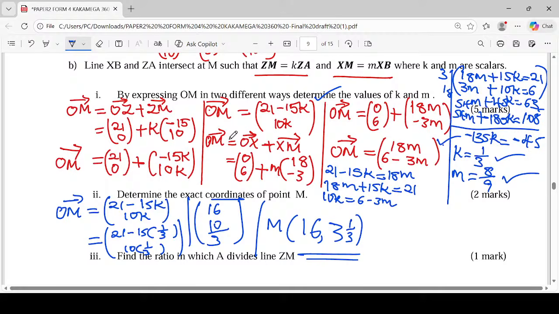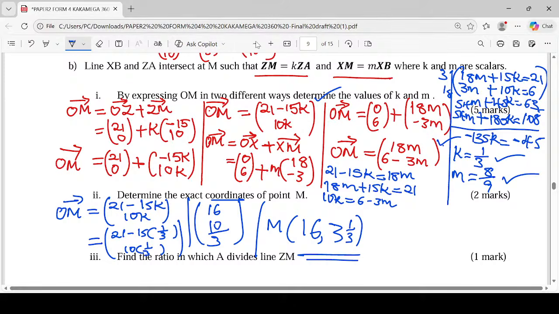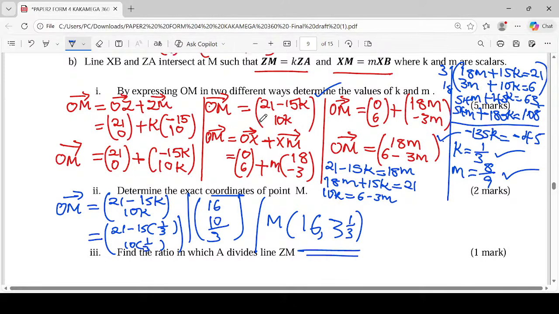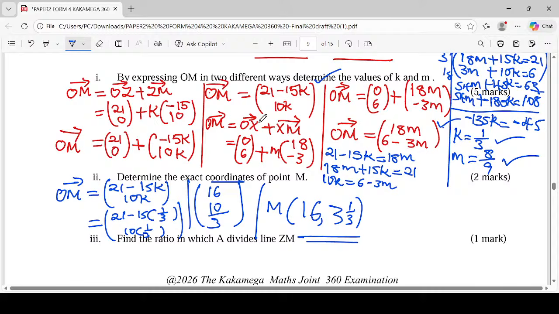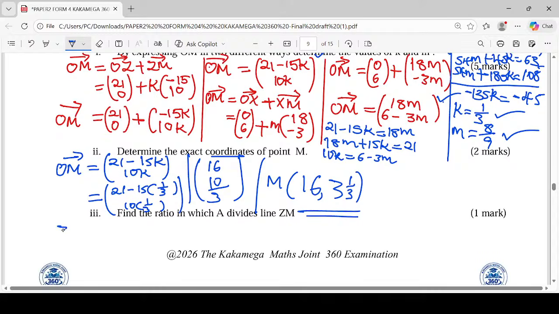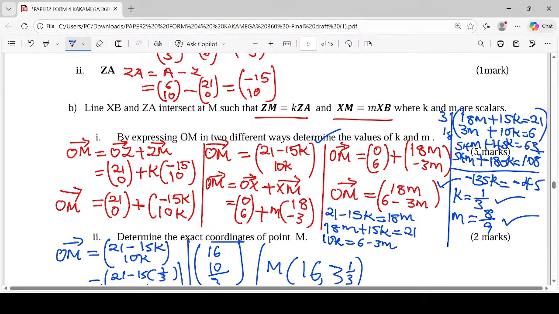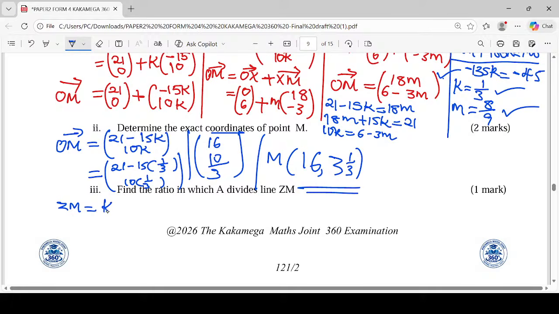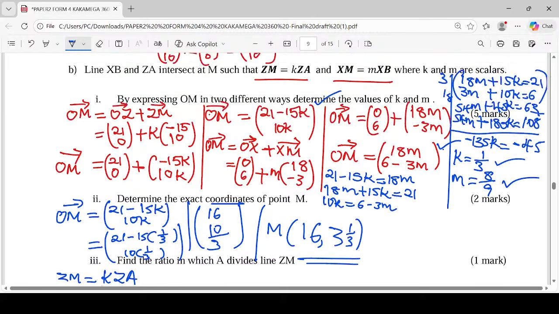So this is going to be very simple. A dividing Zm. Remember we had said previously that Zm is equal to K of ZA. But now, K is a third of ZA. Because they want the ratio in which A divides Zm, let's look at the diagram.